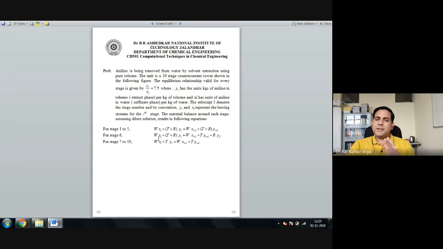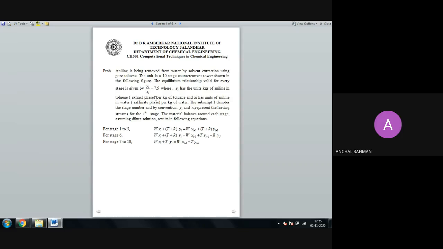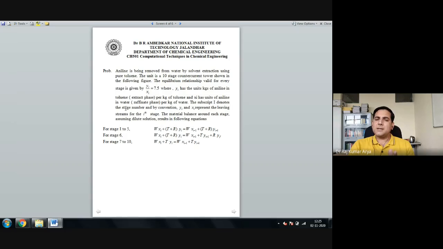All you have here is xi and yi. So you have the relation between xi and yi from here. So you can convert either xi into yi or yi into xi. The choice is completely yours. So you will get 10 equations here, and you can convert this in terms of yi if you want. Then can we calculate the composition on each plate? That's what we want to calculate here.